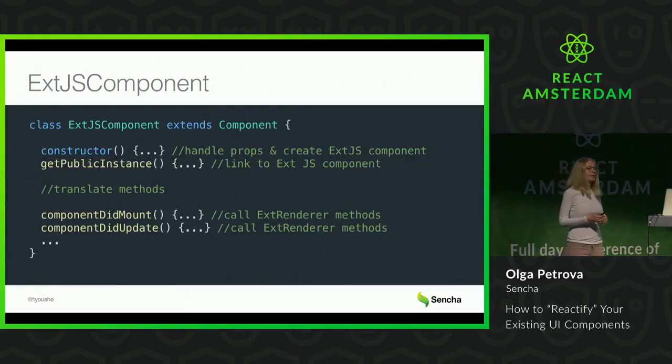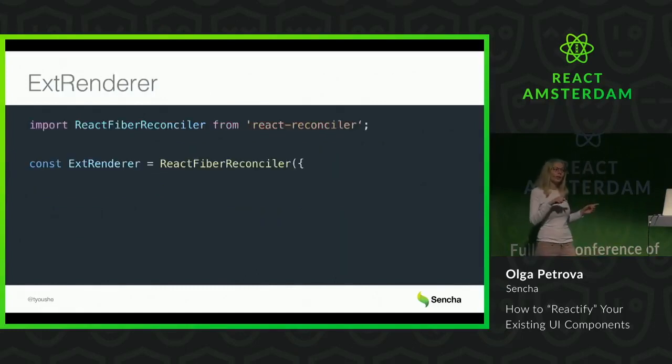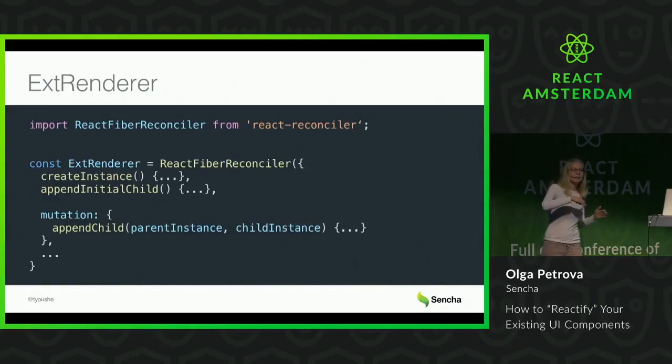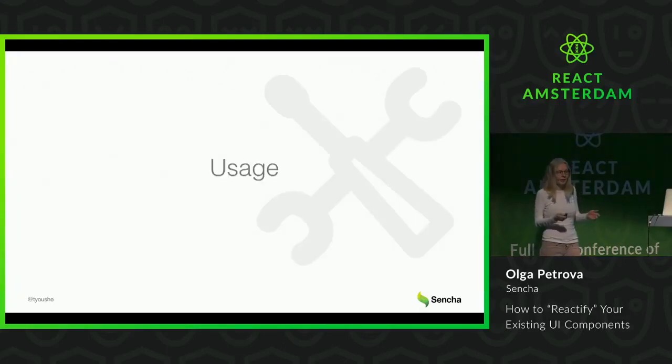Inside of these functions, you can call methods of the renderer, and the renderer will implement methods of the React Reconciler: createInstance, appendInitialChild, appendChild, and other functions, and all the real magic will happen here. These functions will be responsible for actually embedding the Ext JS component in a React component hierarchy. And that's it.